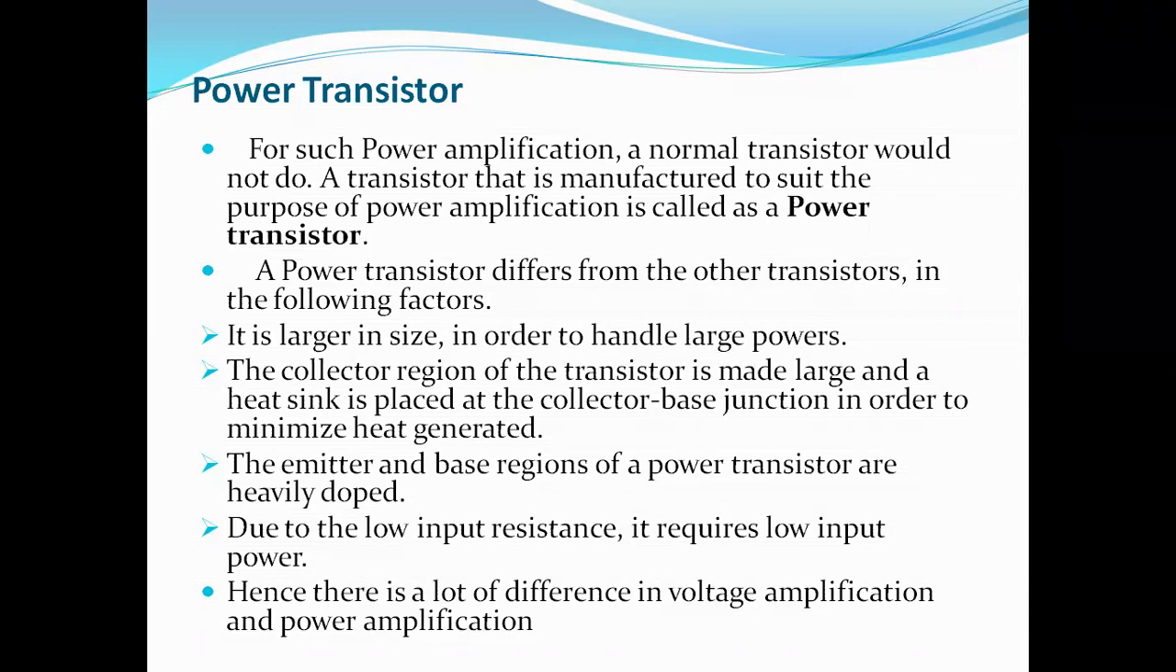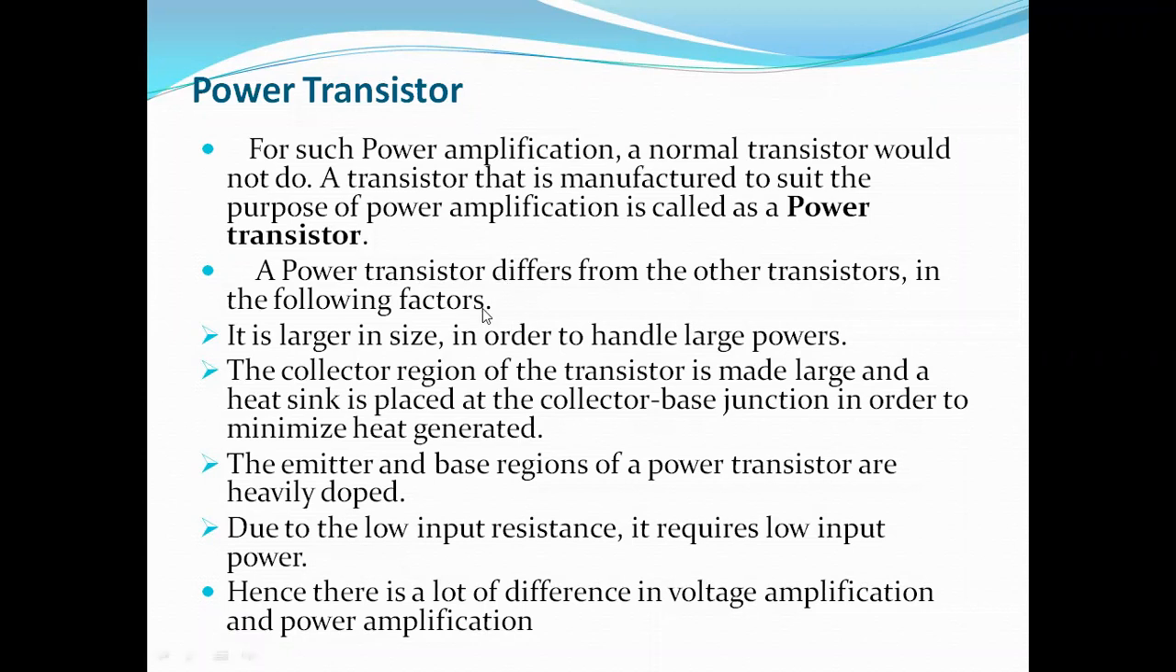Normally, if you are using a power transistor, it deals with large powers. That means large power is dissipated in the transistor. If there is large power, automatically heat is also very high, and the transistor may get damaged. So in order to dissipate the heat to the surroundings, or to minimize the heat in the transistor, we place a heat sink at the collector to base junction. Okay, so the collector region is made large, and hence the size of the power transistor is also high.